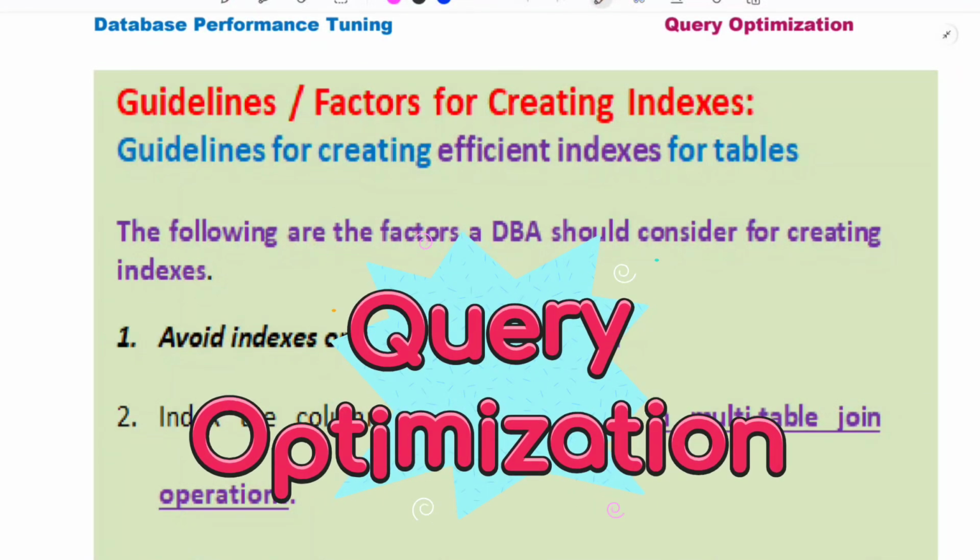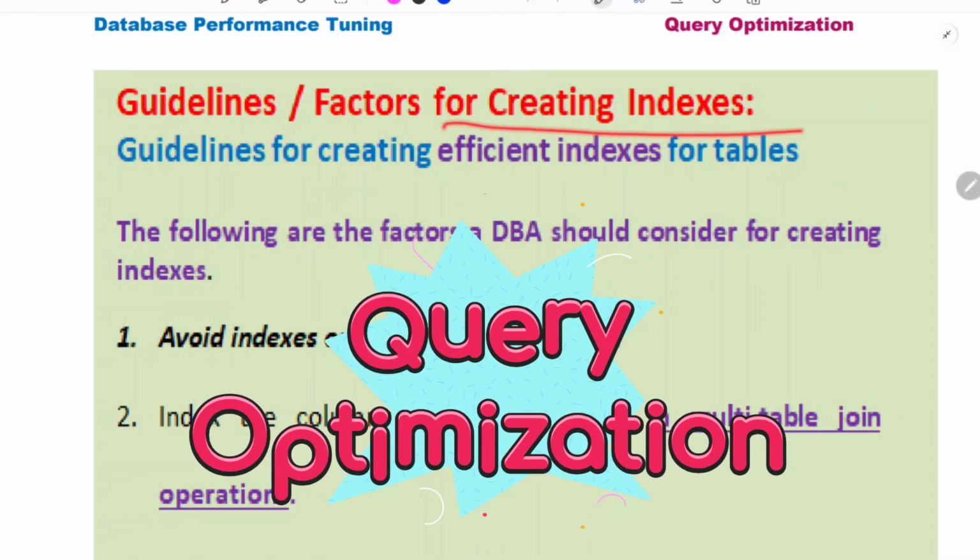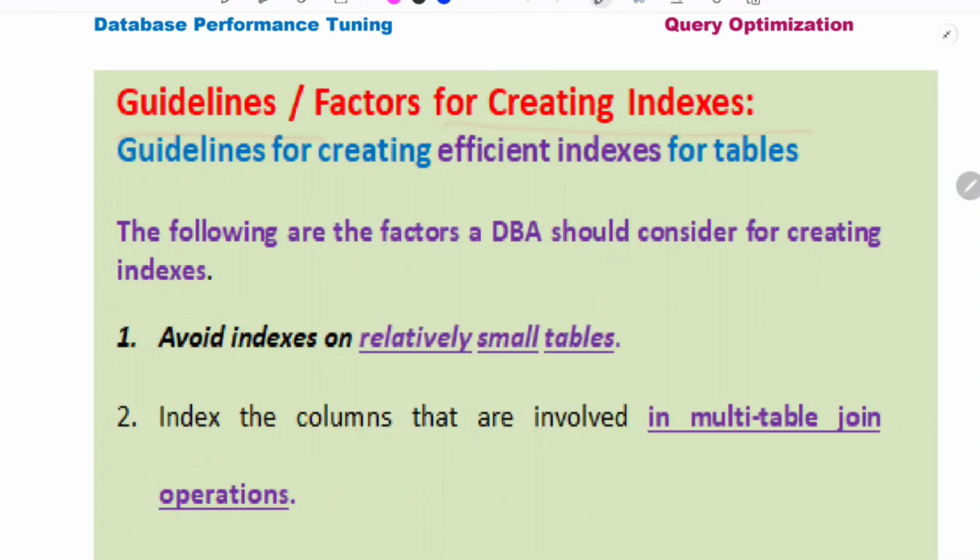Hi, in this video we will see the database performance tuning topic: guidelines or factors for creating indexes. So, what is the efficient way of creating indexes? We will discuss. The first thing here is that indexes are used to improve the performance of the database. When we create an index, it improves the search performance. That basic knowledge you might be having.